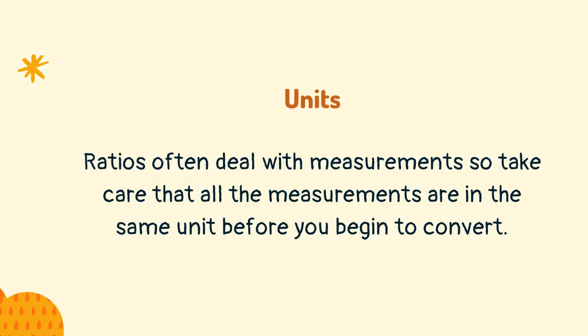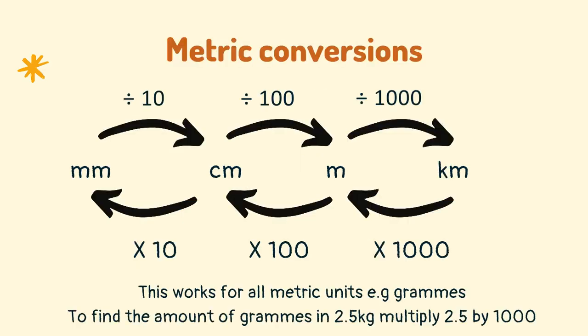Ratios often deal with measurements, so take care that all the measurements are in the same unit before you begin. To convert from millimeters to centimeters, divide by 10. To convert from centimeters to meters, divide by 100. To convert from meters to kilometers, divide by 1000.